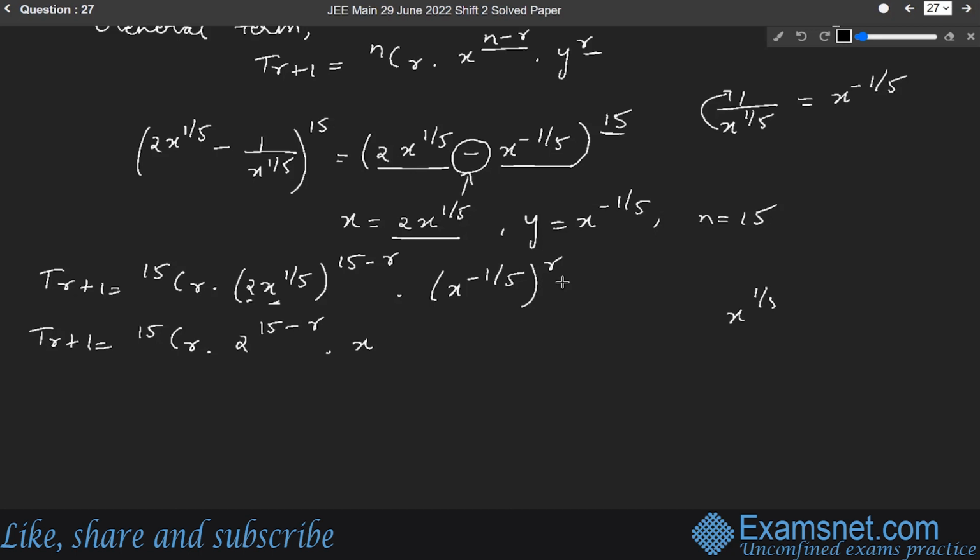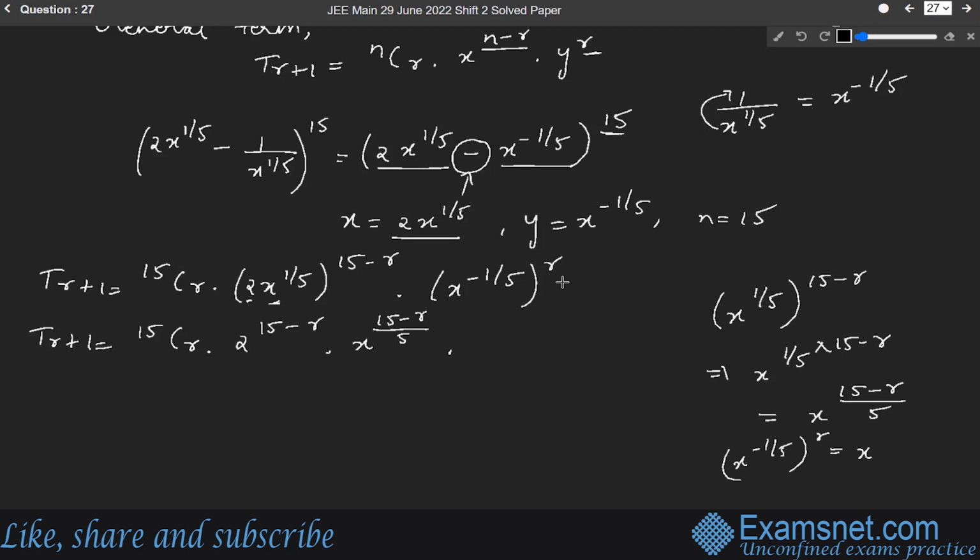See, we have x power 1 by 5 and whole power 15 minus r. It means it will be equal to x power 1 by 5 into 15 minus r. So this will be basically equal to x power (15 minus r) upon 5. So we have x power (15 minus r) upon 5 multiplied by again x power minus 1 by 5 and whole power r. So x power minus 1 by 5 and whole power r is equal to x power minus 1 by 5 into r, so it will be equal to x power minus r by 5. So here we have x power minus r by 5, right?